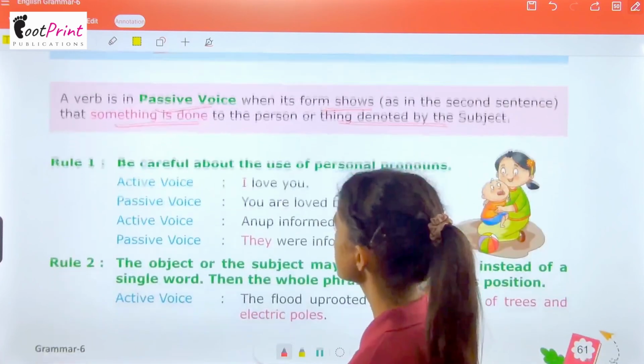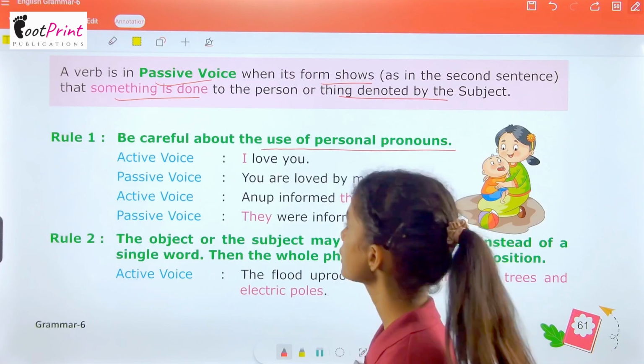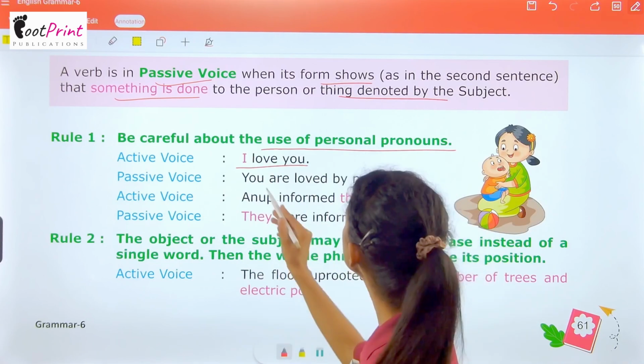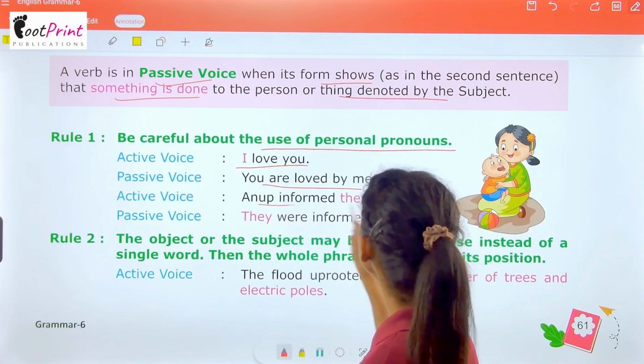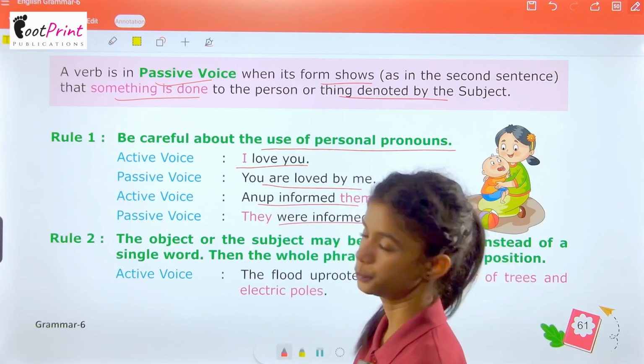Now let's see some rules. We have to be careful about the use of personal pronouns. For example, active voice: I love you, and passive voice will be: you are loved by me. Active voice: Anup informed them. Passive voice: they were informed by Anup.